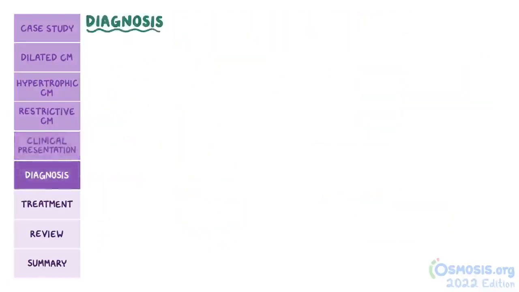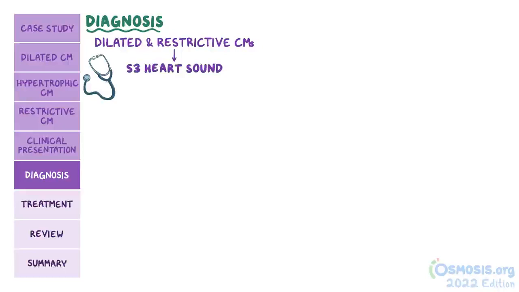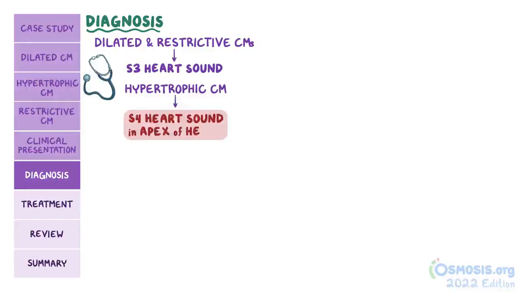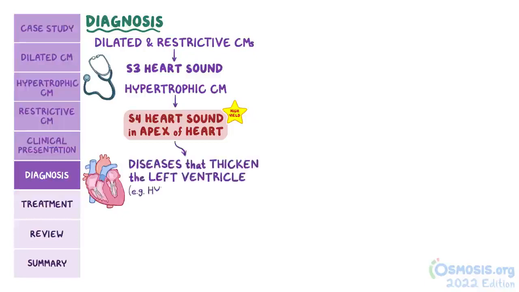Diagnosis of cardiomyopathy starts with auscultation. So dilated and restrictive cardiomyopathies cause an S3 heart sound, which is the result of blood rushing and slamming into the dilated ventricular wall during diastole. On the other hand, hypertrophic cardiomyopathy produces an S4 sound in the apex of the heart. This sound indicates that the atrium is contracting against a thickened left ventricle. Remember, though, that the S4 sound is not specific for hypertrophic cardiomyopathy and can be present in other diseases that thicken the left ventricle, like hypertension or aortic stenosis.